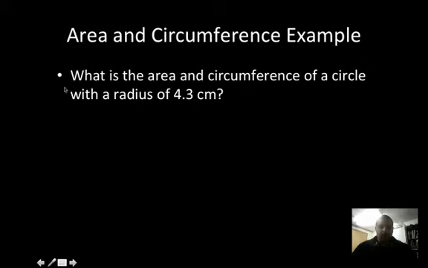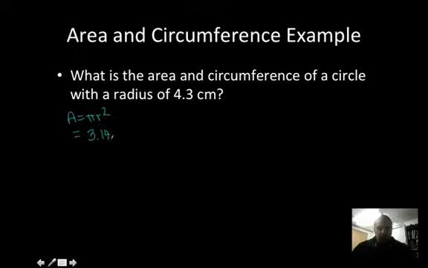So now for an example. I've got: what is the area and circumference of a circle with a radius of 4.3 centimeters? Since I'm given the radius, I can just write down the formulas. Capital A for area equals pi times radius squared.